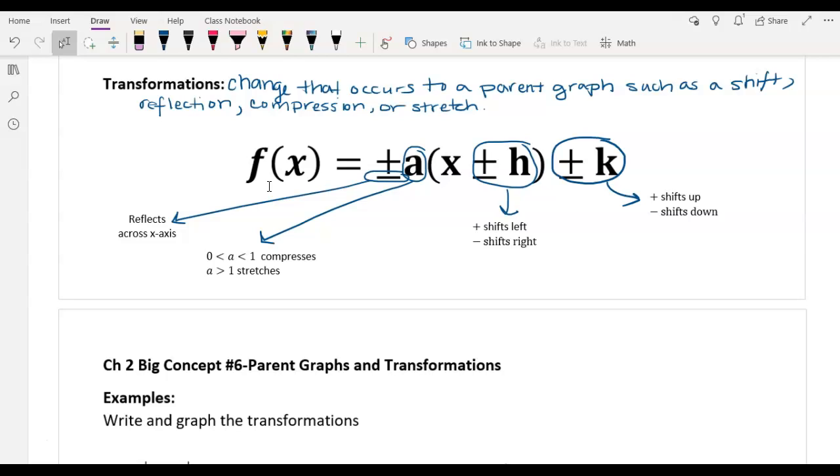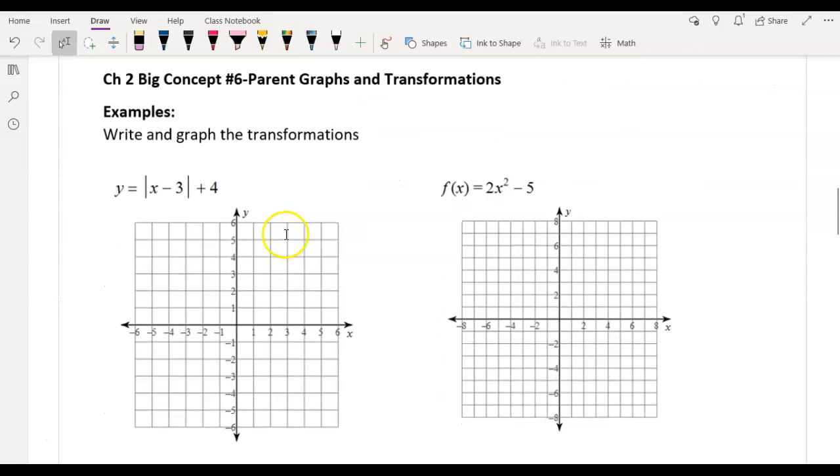With those identifiers, we can actually graph most any function if we know and understand the parent function well enough. So let's take a look at some examples. Write and graph the transformations. Well, first, what is my parent function? My parent function for this one is the absolute value of x. So I'm actually going to draw the absolute value of x so we can see where those transformations are coming.